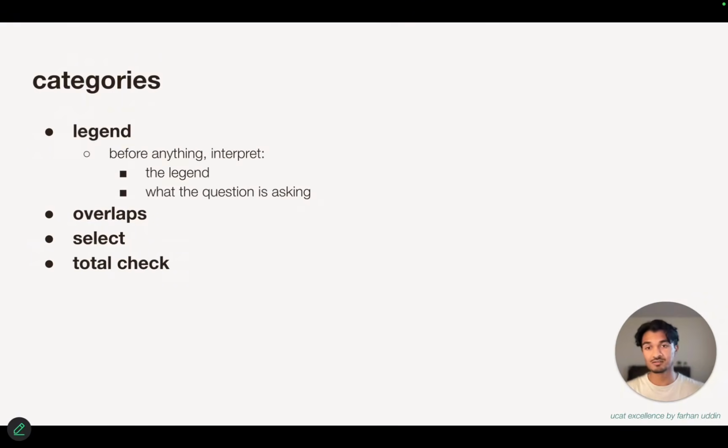Next is interpreting what the question is actually asking. Because if you don't know what the question is asking and you just sit there for 30, 40, 50 seconds interpreting the legend, you're wasting time. And that's not what you want to do. So it's a balance between looking at the legend, knowing what the question is asking, so that when it comes to actually solving the question, you can get to it straight away.